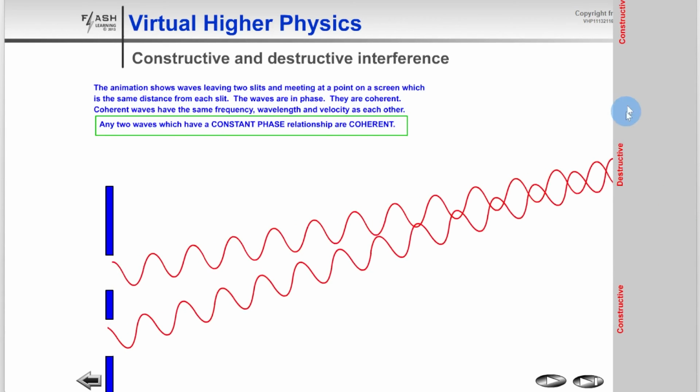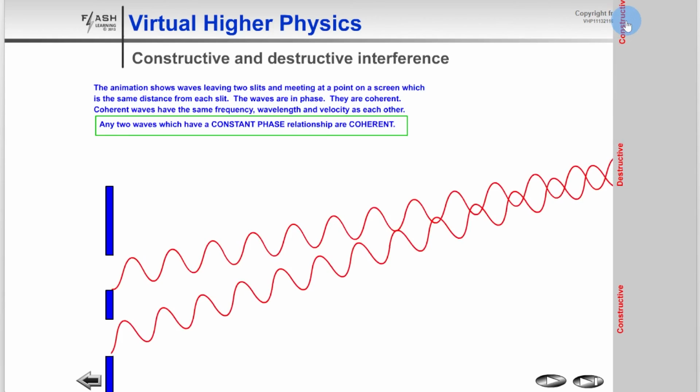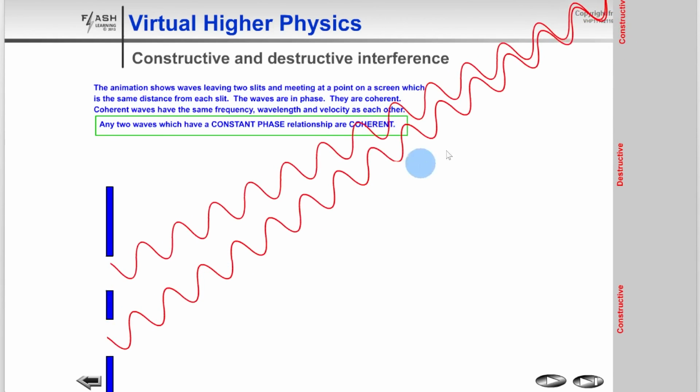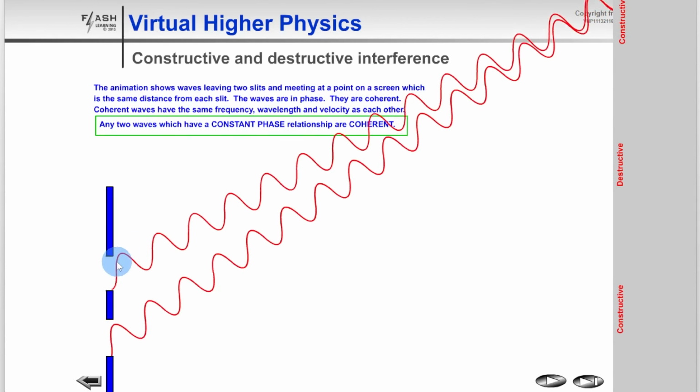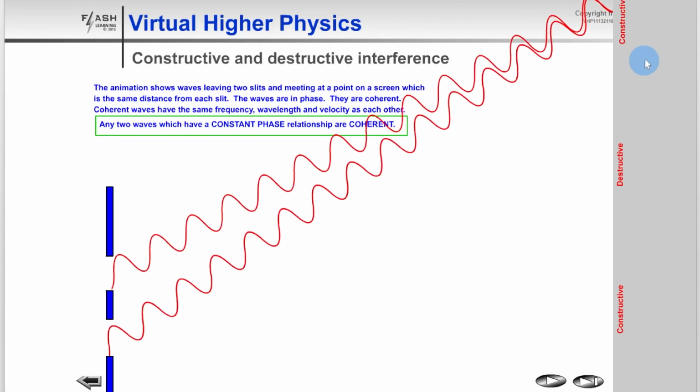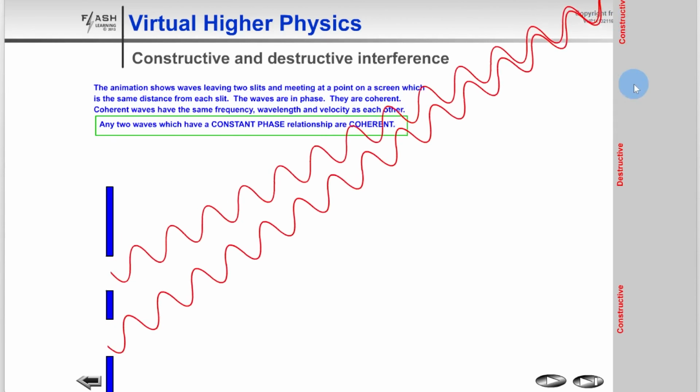We could keep going though and get to another point of constructive interference, such as up here, where we're saying that even though the waves from this lower slit are travelling further up to this point than the waves from the upper slit, we can still get the two waves meeting completely in phase. So we have crest meets crest and trough meets trough up at this point.